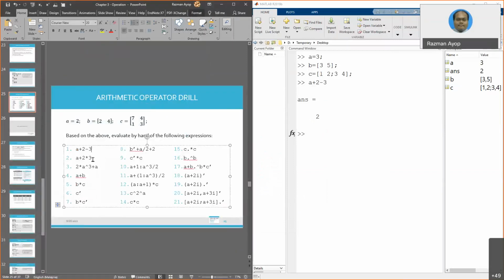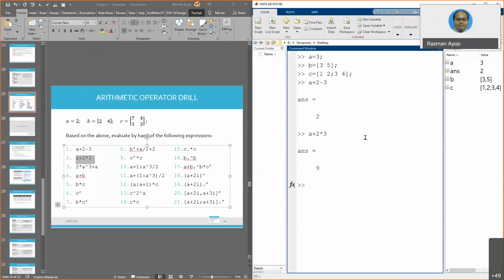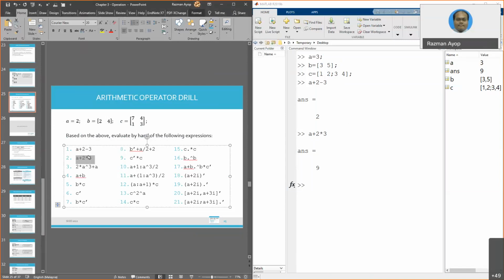Okay, this one is multiplication. When it comes to multiplication, you have to do the multiplication first. So basically 2 multiplied by 3 is 6, and then you add A. 6 plus A, 3, is 9. So this is a simple example.